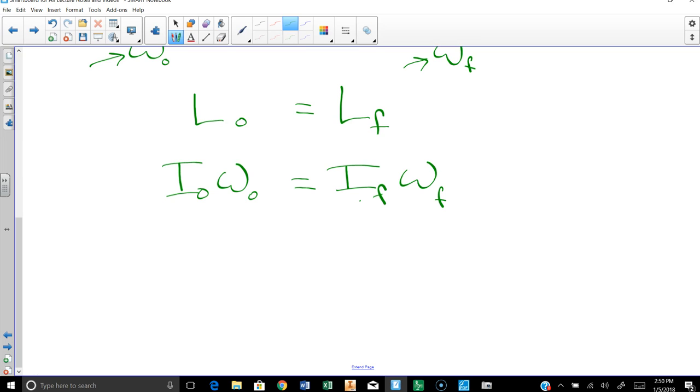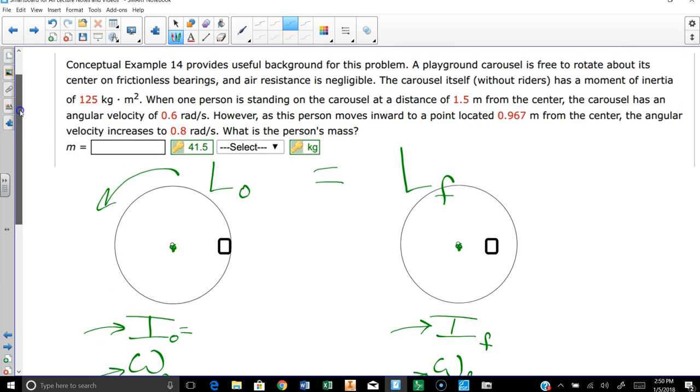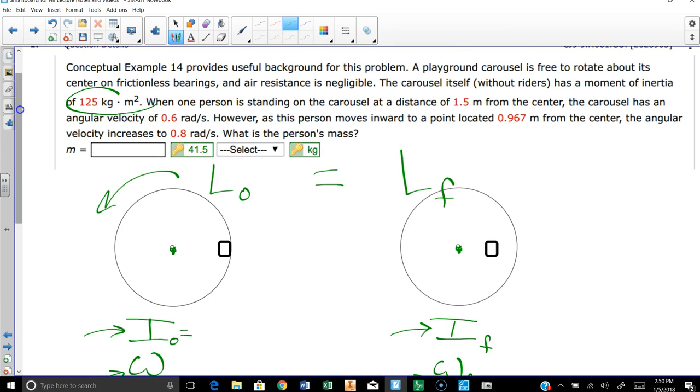Now, this is no big deal. Here and here, two numbers, they give them to us. Here's where the fun is. For a person riding one of these, what would be the angular inertia? Well, they give us the angular inertia of just the carousel. They just give us the number, 125. And that won't change.